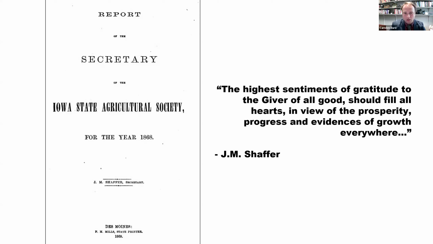And this becomes obvious when one flips through the annual reports of the State Agricultural Society, an organization that's legislated into existence in 1853 to encourage and track agricultural development in the state. And you can see here J.M. Schaffer, who is the secretary for the Iowa State Agricultural Society, right? As he's measuring and collecting statistics, right? And he's celebrating what he sees to be this transformation of the Iowa landscape.